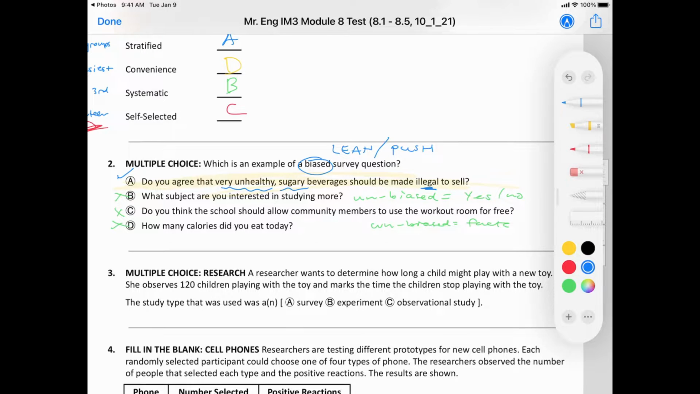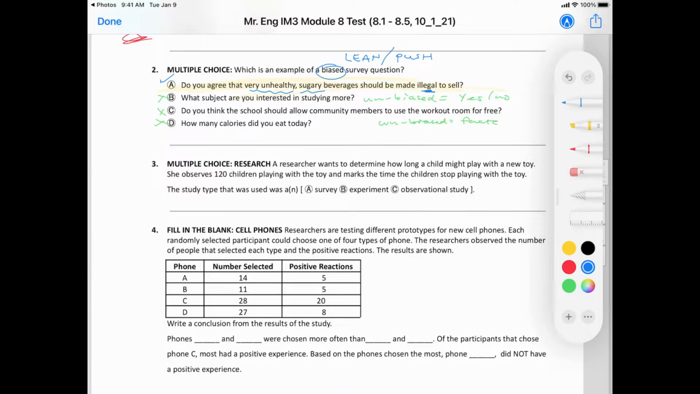Multiple choice. A researcher wants to determine how long a child might play with a new toy. What does this person do? She observes 120 children playing with the toy and marks the time the children stop playing with the toy. Was the study of this type a survey, experiment, or observational? Survey, you give them something. Experiment is you do it, and sometimes you compare 2 groups. And observation just means you watch. You go to a really tall building and they have something called an observation tower. You just watch what's out there. And that would be the answer, C.